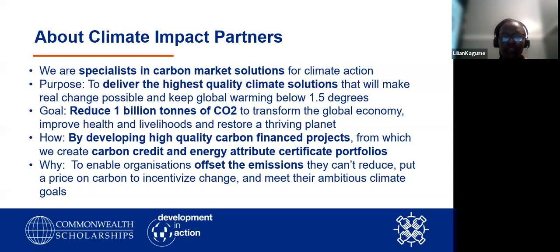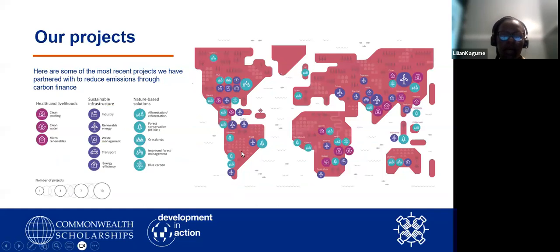And why we do this is to support organizations that are looking at offsetting their emissions, those that they can't reduce within their host boundaries, so that we put a price on carbon to incentivize them to meet their climate goals. Our projects, we have a global portfolio of projects across Africa, Asia, Europe, and these are multi-sectoral, so they range from clean cooking, clean water projects to renewables.